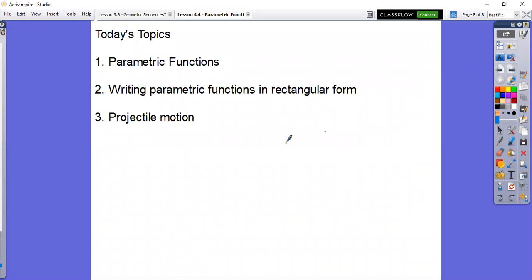So that is it for today. Today we talked about parametric functions and how they're defined, and then we talked a little bit about how to write them in rectangular form. And then we also talked about projectile motion.